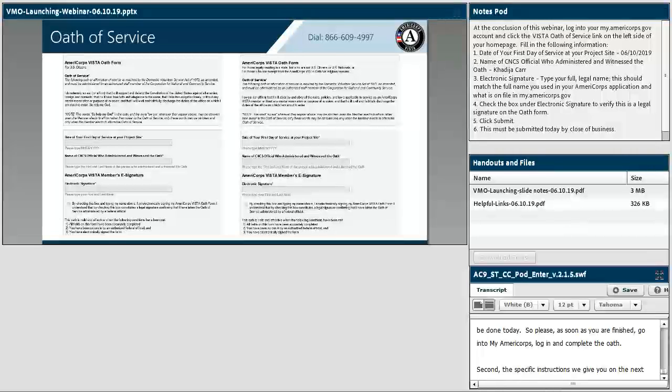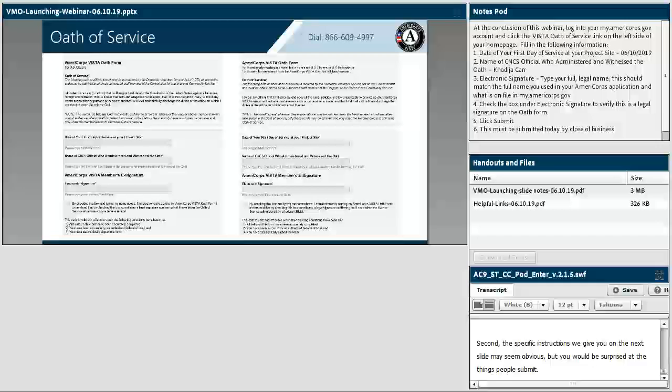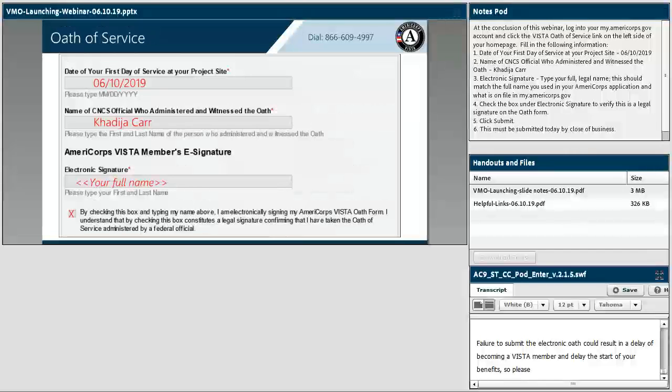Second, the specific instructions that we give you on the next slide may seem obvious, but you'd be surprised at the things that people submit. So if you can, you might want to write down some information, take some notes on it, or take a picture of this next screen so that you'll have the information you need to complete your oath form correctly. Failure to submit a correct electronic oath could result in a delay of your becoming a VISTA member, and that could also delay the start of your benefits. So please pay close attention to the information on the next screen as we will describe it verbally.